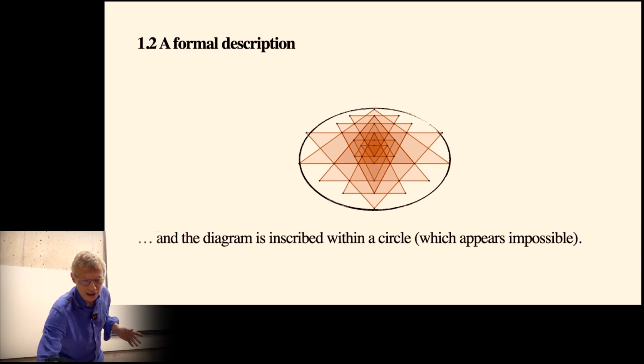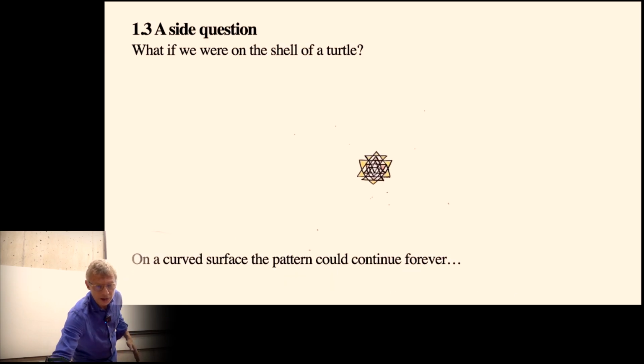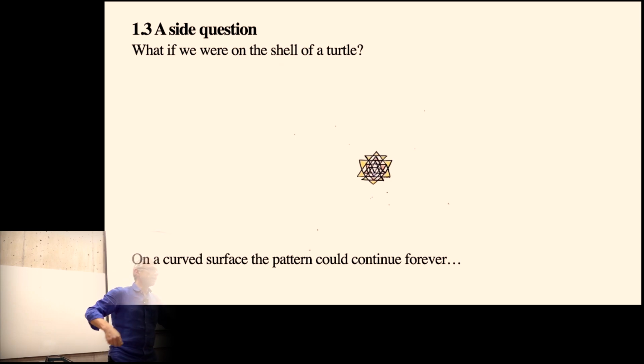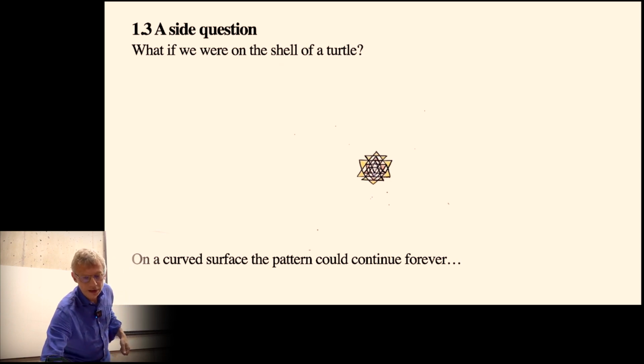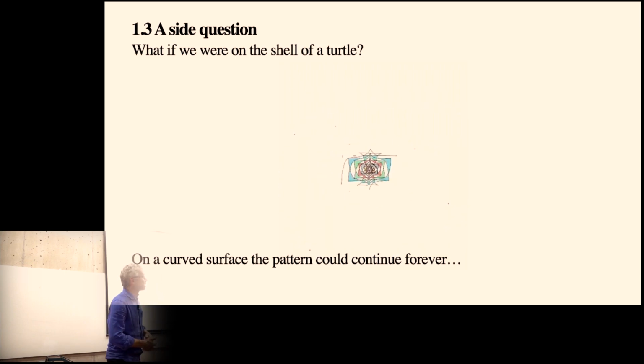Of course, it's possible that we work on a different metric space and we can trace triangles forever. And in fact, it turns out that there are some versions of this yantra which are called turtle, which are kurma yantras that are made on the shell of a turtle. And so in that case, I will allow myself not to draw a straight line, but to bend according to some metric which I choose conveniently, so that this pattern can go on and on and on.